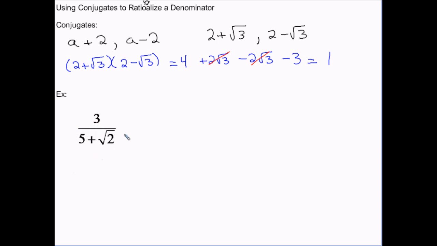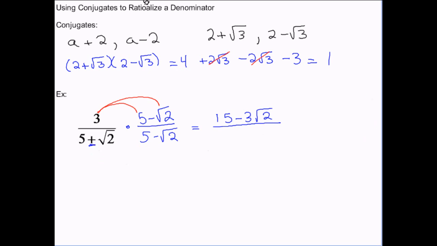So if you have a binomial in the denominator, you have to use conjugates to rationalize the denominator and get rid of that square root. So whatever I have here, if this is a positive square root, I'm going to multiply by a negative square root. Okay. 3 will get distributed. So I end up with 15 minus 3 times the square root of 2.